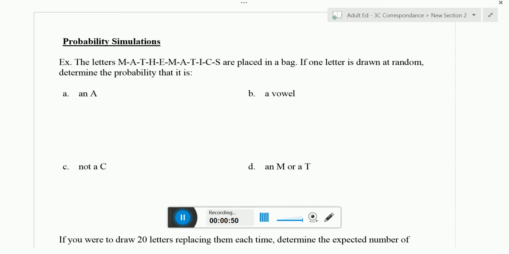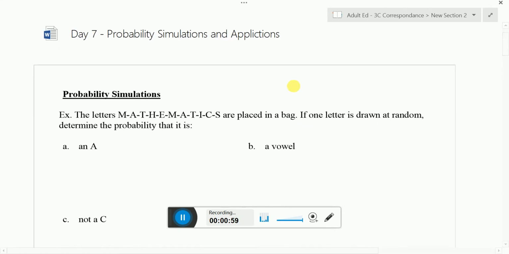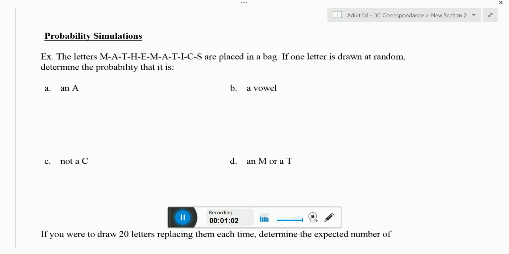Before we start talking about probability simulations, we're just going to do a recap on what we looked at yesterday. With this recap, the letters of the word mathematics are placed in a bag. If one letter is drawn at random, determine the probability that it is, and then we have some options. First of all, we need to count how many letters we have. We have 1, 2, 3, 4, 5, 6, 7, 8, 9, 10, 11 letters in total. So there are 11 possible outcomes. Even though some of those letters are the same, the two M's are still two M's in that bag, so they're two separate outcomes.